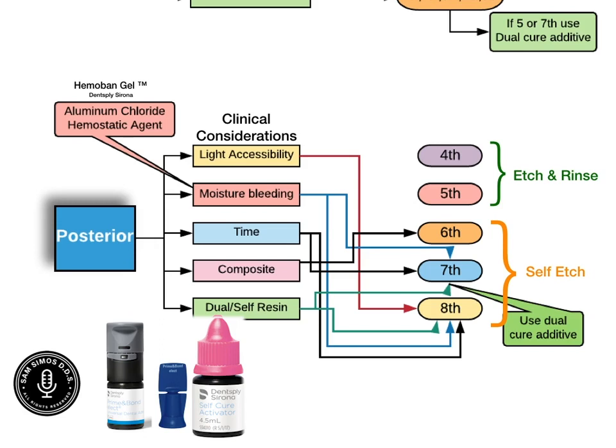So if I have bleeding, I'm going to use an aluminum chloride hemostatic agent. I don't want to use a ferric sulfate hemostatic agent because that kills the bond. So I want to use an aluminum chloride. Hemoband gel is a great one that's very nice. It's a Dentsply product. And it's like a 25% aluminum chloride, which stops the bleeding immediately. So it's very, very good.